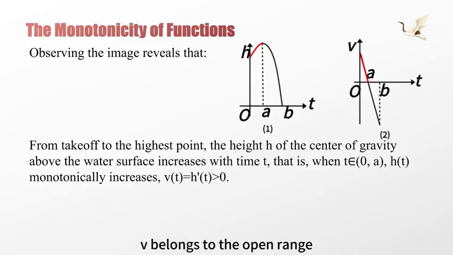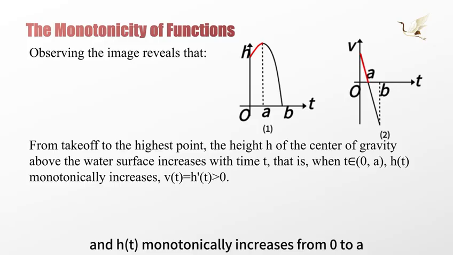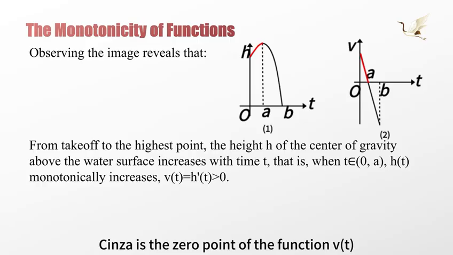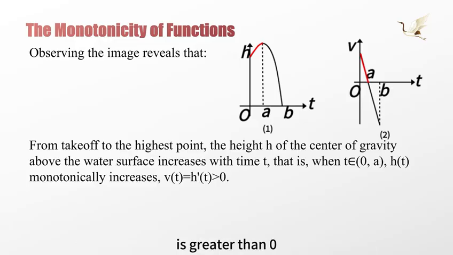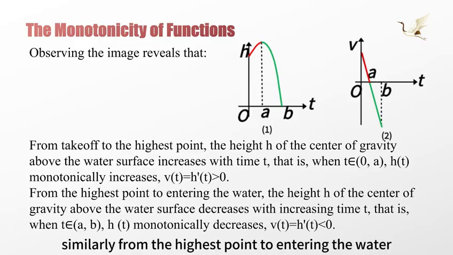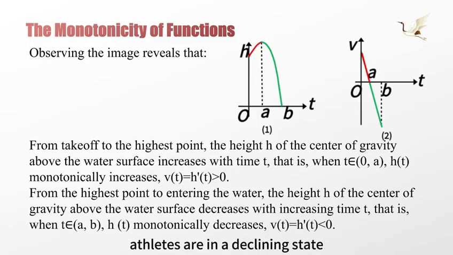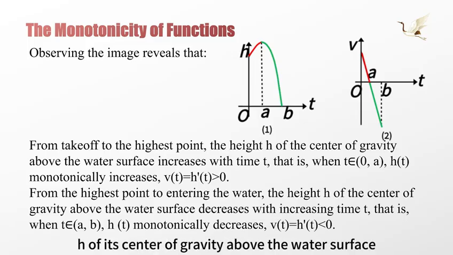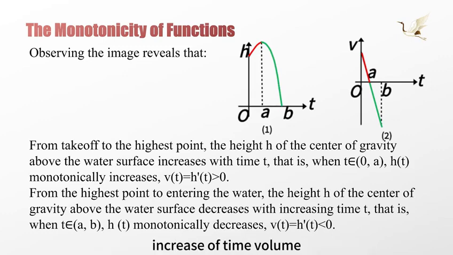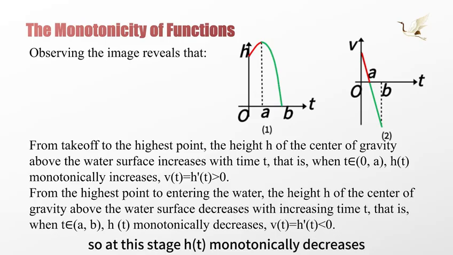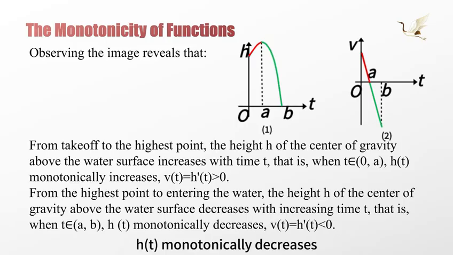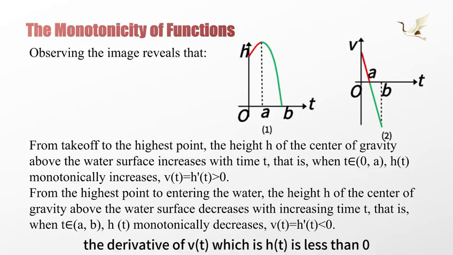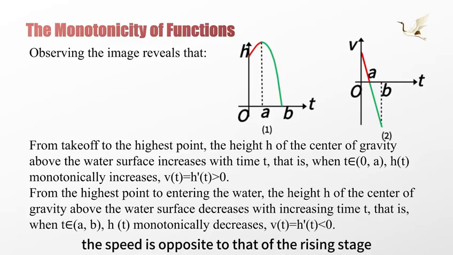When t belongs to the open interval (0, a), h(t) monotonically increases. Correspondingly, since a is the zero point of the function v(t), at this stage the derivative of h(t), which is v(t), is greater than 0. Similarly, from the highest point to entering the water, athletes are in a declining state. Therefore, the height h of its center of gravity above the water surface decreases with the increase of time t. So at this stage, h(t) monotonically decreases. When t belongs to the open interval (a, b), h(t) monotonically decreases. Correspondingly, at this stage, the derivative of h(t), which is v(t), is less than 0. That is to say, the velocity is opposite to that of the rising stage.